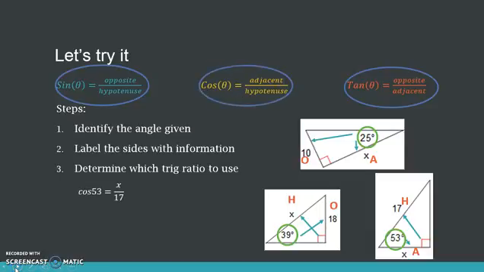So we have cosine of 53 is equal to adjacent, which is x, over the hypotenuse, 17. We're going to create a proportion and cross multiply. This time, we get 17 times the cosine of 53 is equal to 1x. So we just put that in our calculator, and we get x equals 10.2.